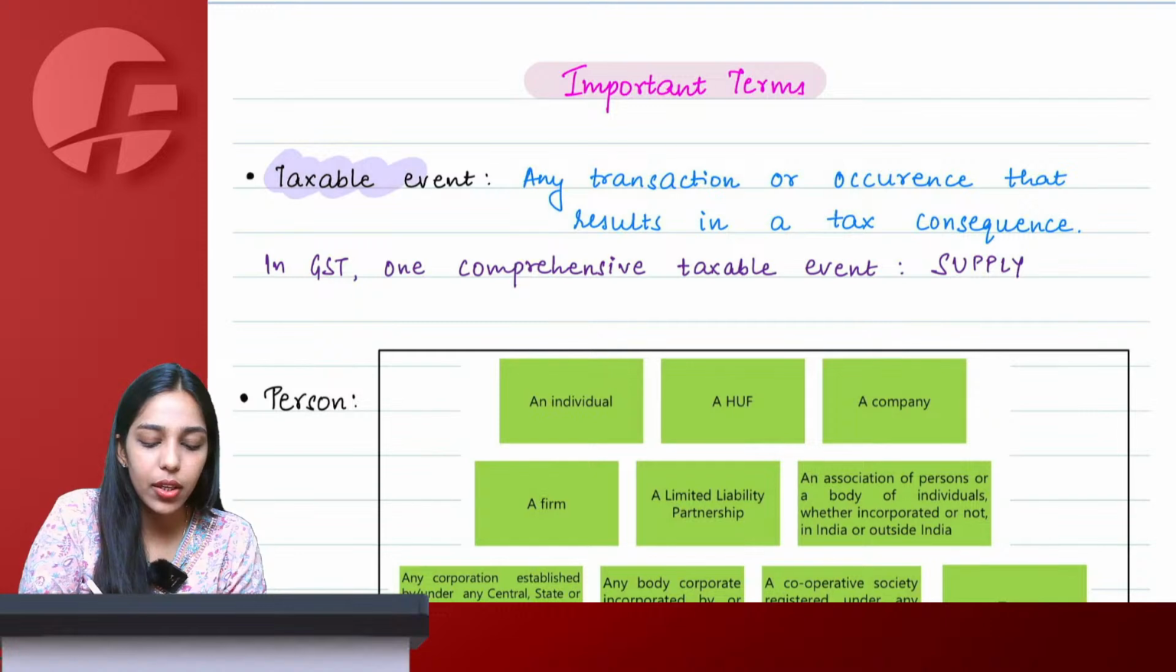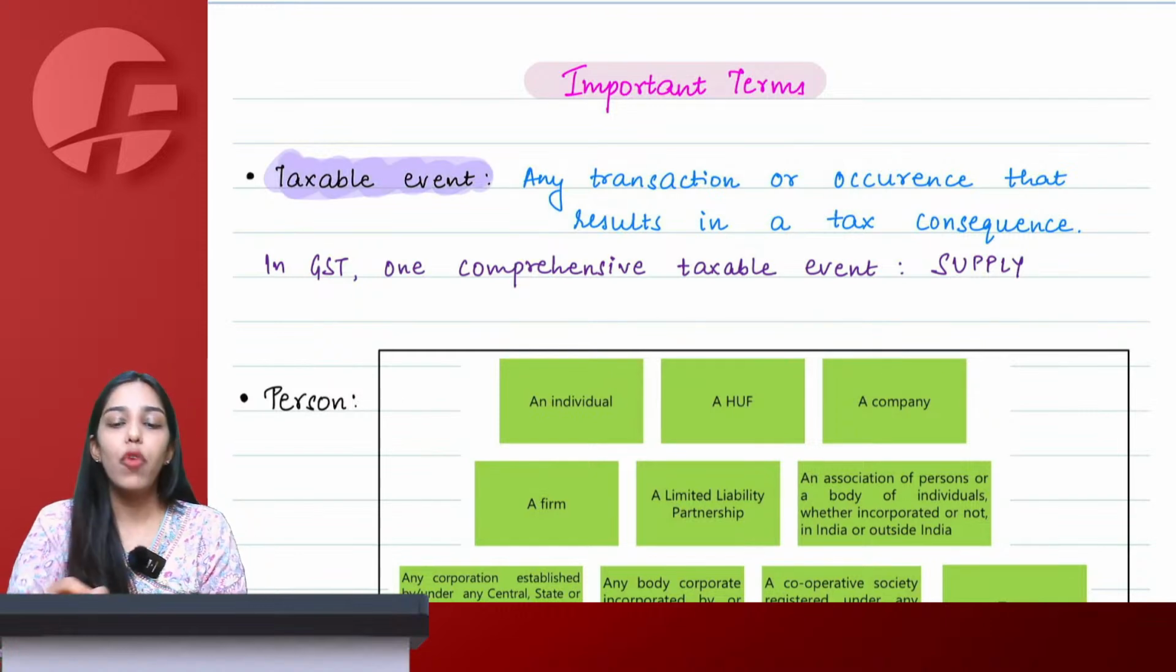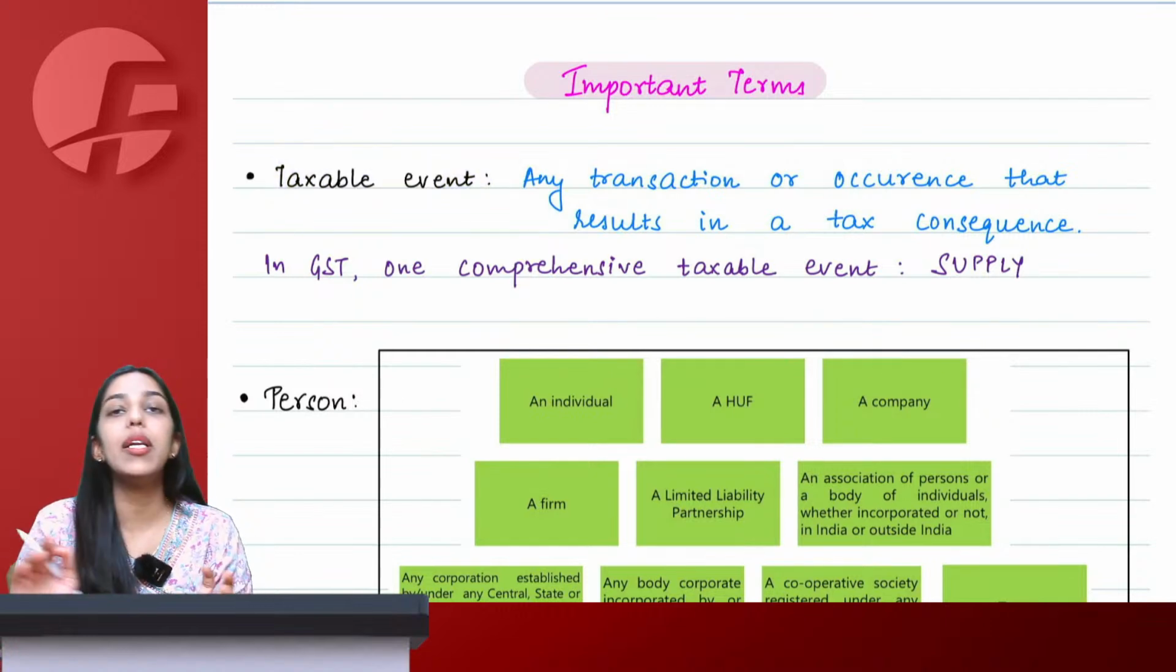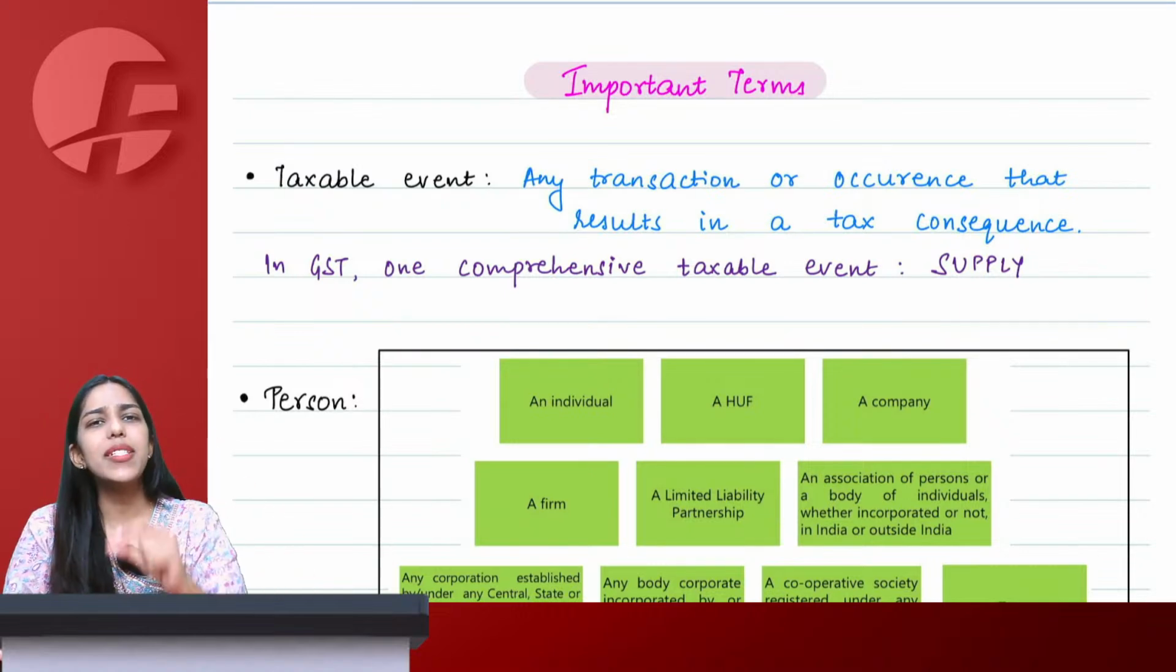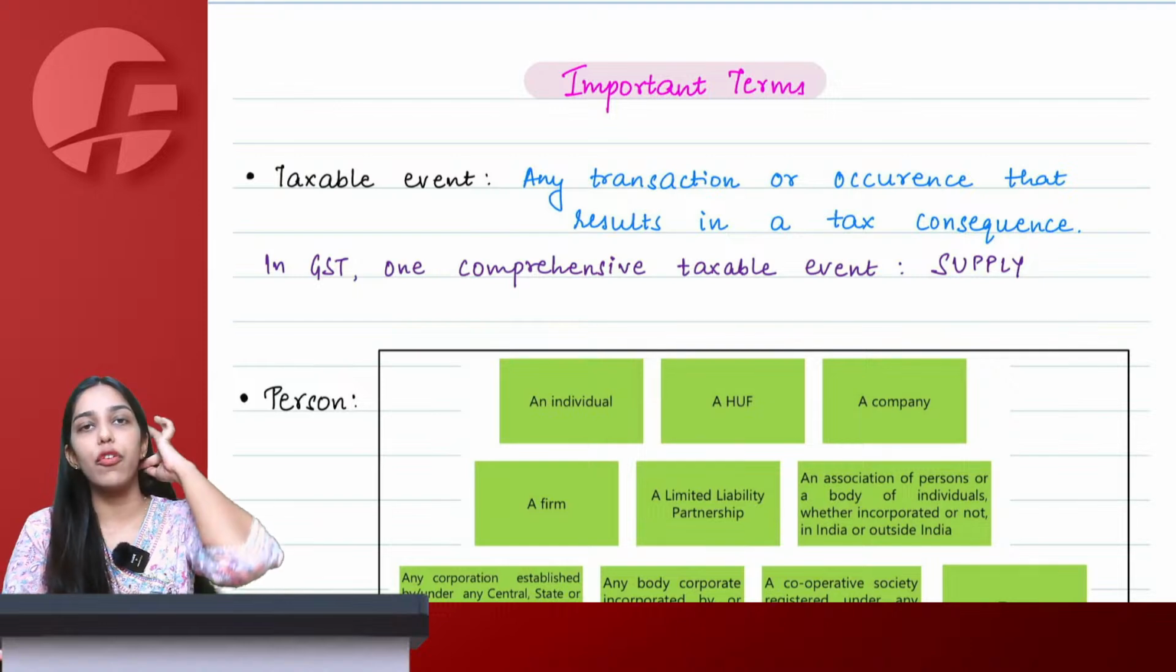So the first thing here is taxable event. What do you mean by the term taxable event? See, for any tax to be levied, there has to be some event that triggers the levy of that tax.